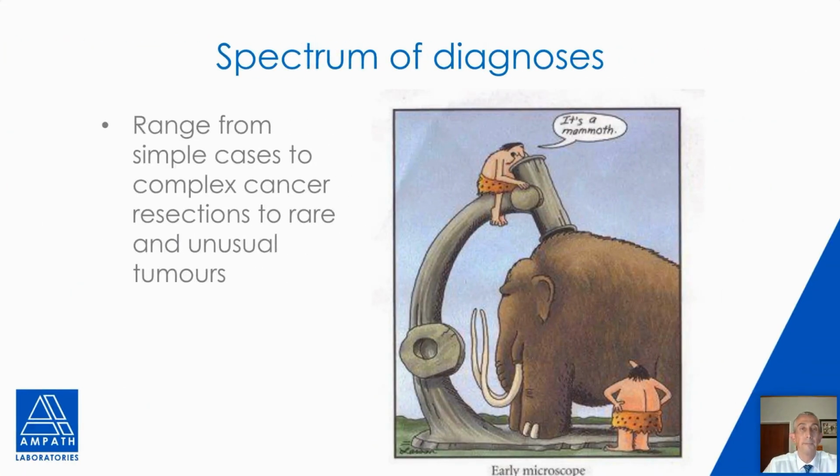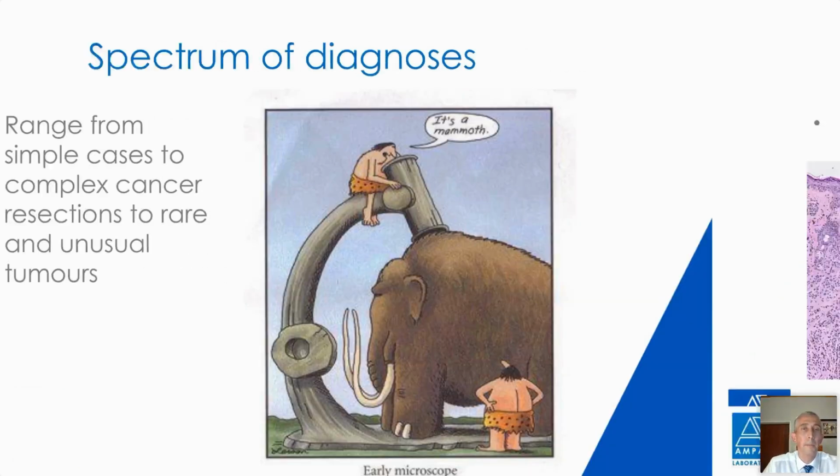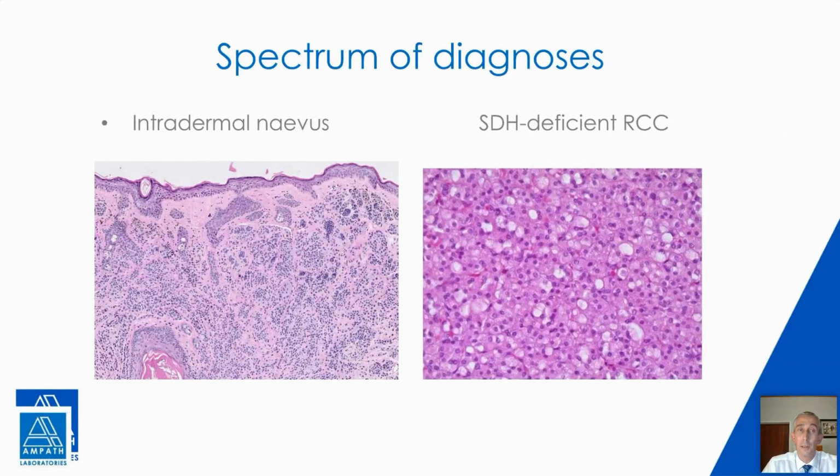Concerning the spectrum of our diagnoses, well, this ranges from simple cases to complex cancer resections, to very rare and unusual tumors. And just to illustrate, on the left, we have a garden variety intradermal melanocytic nevus in the skin. On the right, we have a rare succinate dehydrogenase deficient renal cell carcinoma. It really covers everything, from the mundane to the insane.